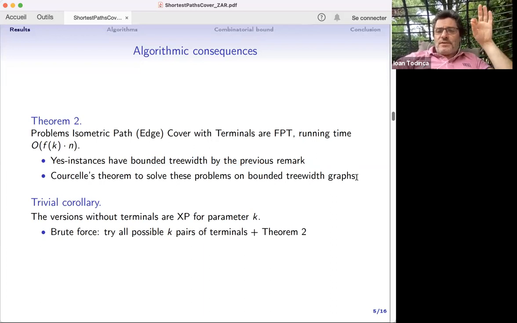So it works if I have the terminals. If I don't have the terminals, the best we know to do is to guess them. So basically, I need something like n to the 2k extra time. So it only gives an XP algorithm, and I don't know if the problems are FPT or not. I can only show that they are XP. I don't have hardness proofs either.